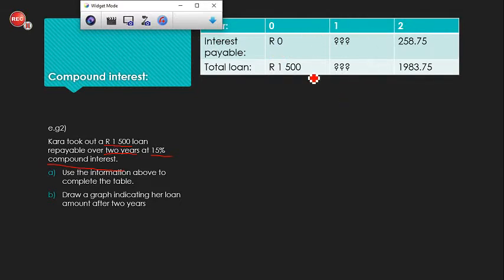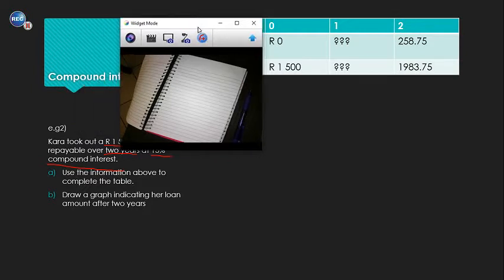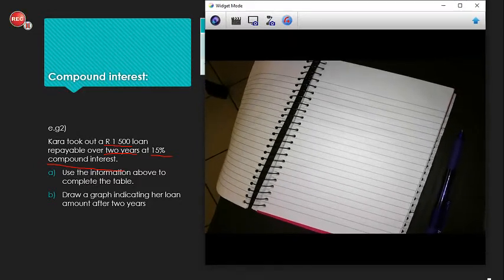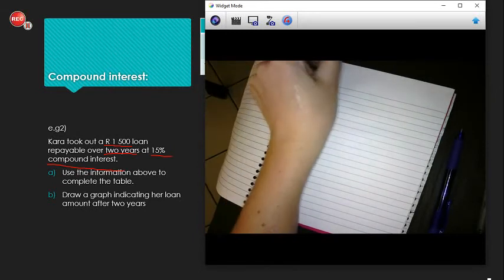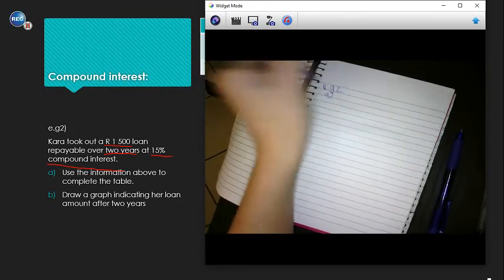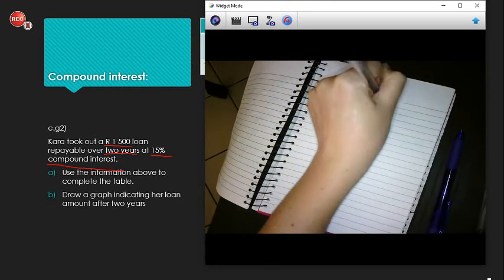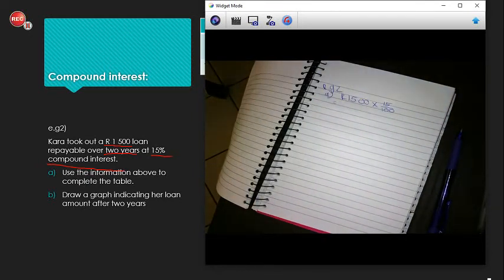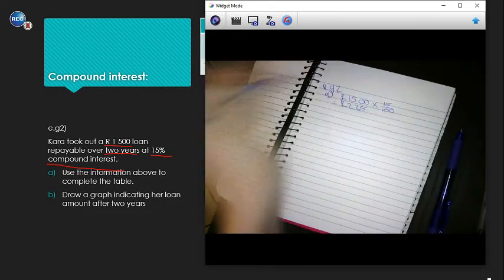So now we have to work out what's going to happen in year 1. So if we start looking at that, we have all the information that is important to us. So remember, they can ask these type of questions in a table as well. So if we look at example 2, question A, she took out a loan of 1,500 Rand. It was 15% of that. So in other words, she is going to be paying interest of 225 Rand. So that will be the amount of interest.